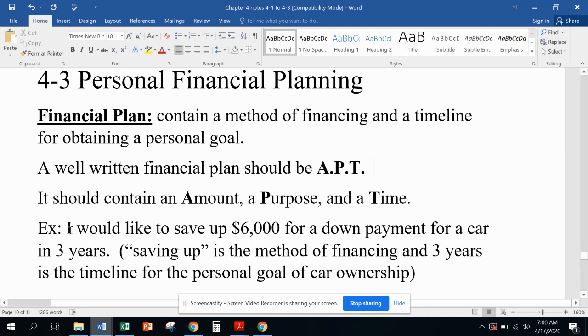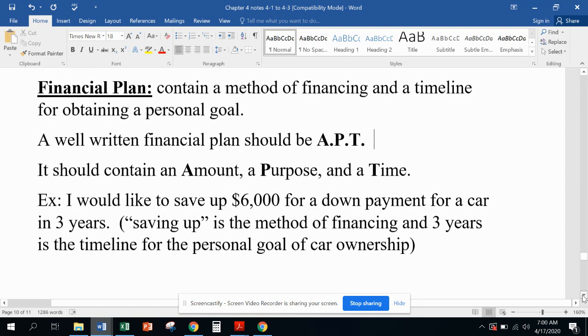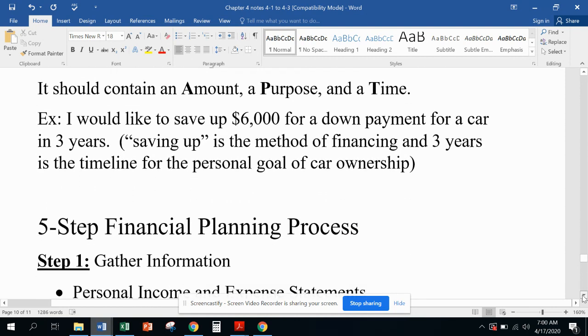Okay, so an example would be I'd like to save up $6,000 for a down payment for a car within 3 years. Okay, so saving up is the method of financing. 3 years is our timeline, and our purpose is car ownership. Okay. So it's got to be descriptive.